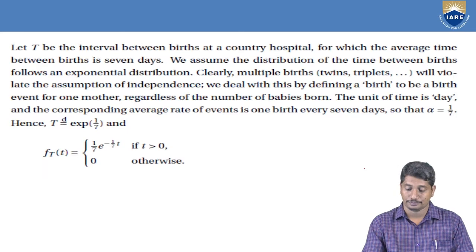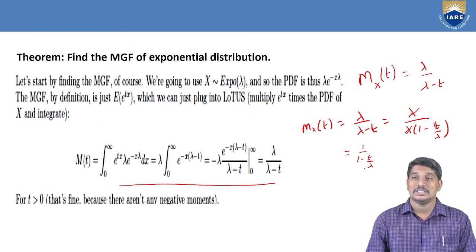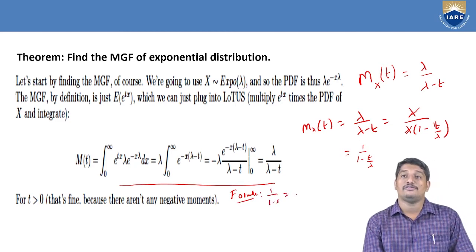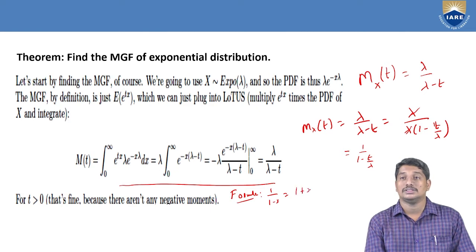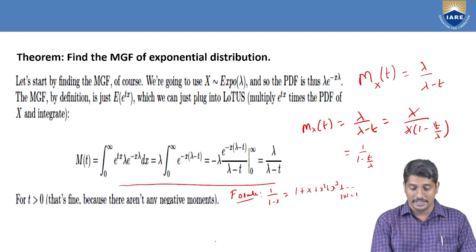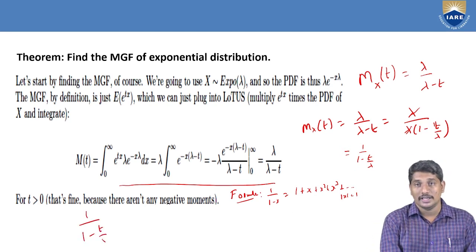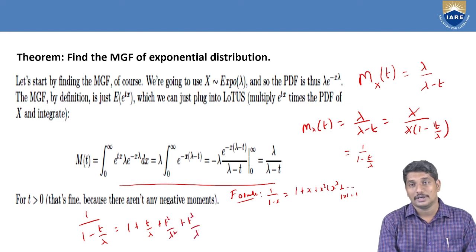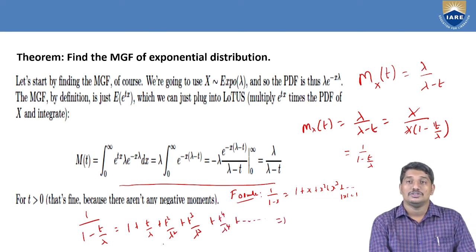Okay. Now it will be 1 by 1 minus t by lambda. Now let us recap a formula. The formula is 1 by 1 minus x. Can you say what is the formula for 1 by 1 minus x? The formula is 1 plus x plus x square plus x cube and so on, provided mod x is less than 1. So by using this expansion, you can write 1 by 1 minus t by lambda as 1 plus t by lambda plus t square by lambda square plus t cube by lambda cube plus t power 4 by lambda power 4, and so on.